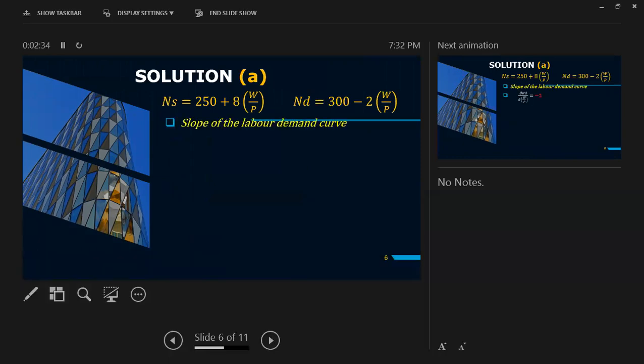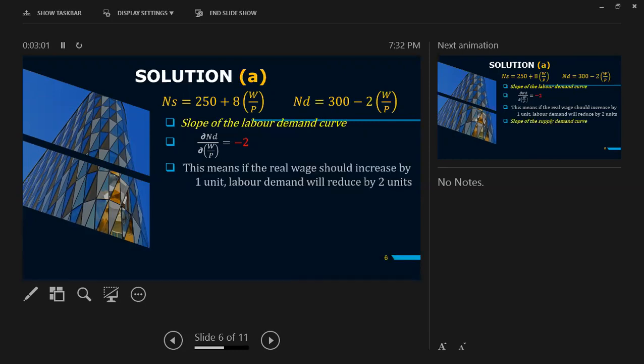Now let's look at the demand for labor curve first. First, we need to differentiate the labor demand function with respect to the real wage. Doing the differentiation, we get negative 2. This means that if the real wage should increase by a unit, then labor demand will decrease by 2 units. So that's the interpretation. After the differentiation, you get negative 2, which means that if the real wage increases by a unit, the demand for labor will decrease by 2.